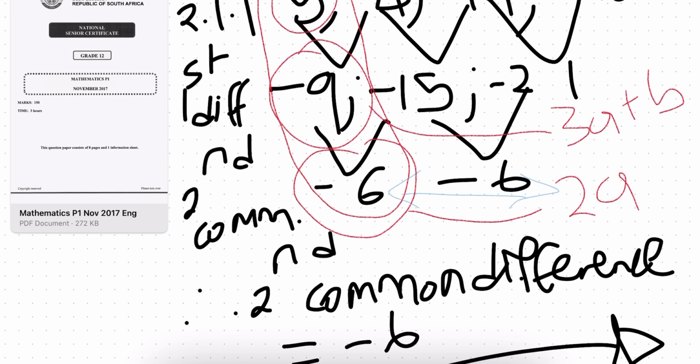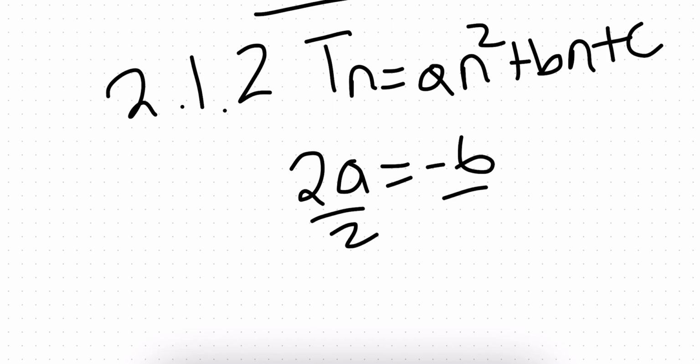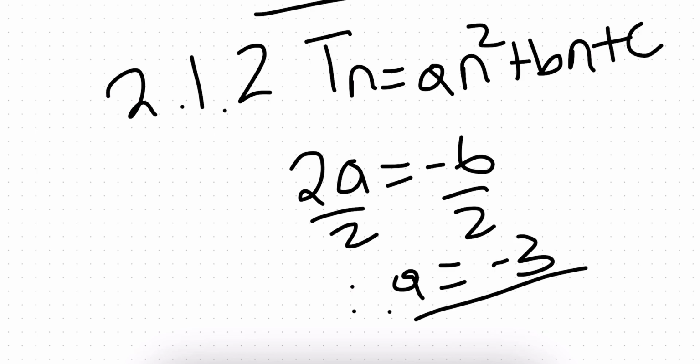I can even say that my a is equal to minus 3, but let's just solve it for the purposes of this tutorial. So your 2a is equal to minus 6, divided by 2 on both sides. Therefore, my a is equal to minus 3. There, we have our a. As simple as that. Okay, cool. Now we're going to solve for b. One problem at a time.